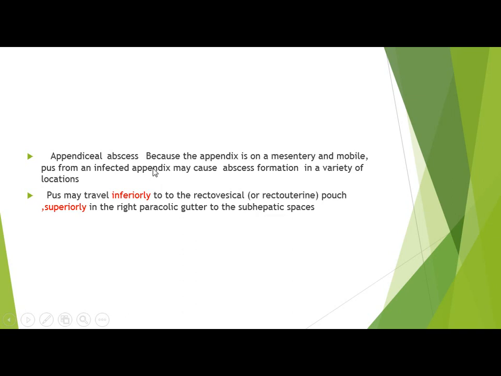Appendiceal abscess is found when there's infection of the appendix causing abscess formation in a variety of locations, because the appendix is on a mesentery and it's mobile. The pus will spread and cause abscess in many locations. Pus may travel inferiorly to the retrovesical or retrorectouterine pouch, and superiorly in the right paracolic gutter to the subhepatic space.